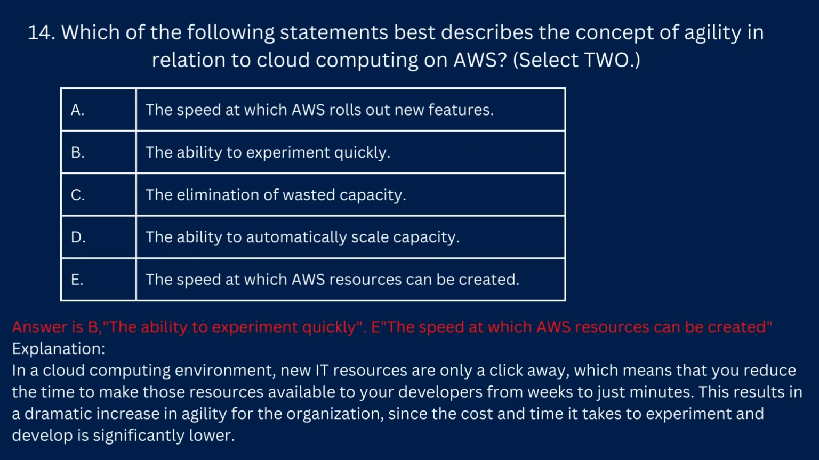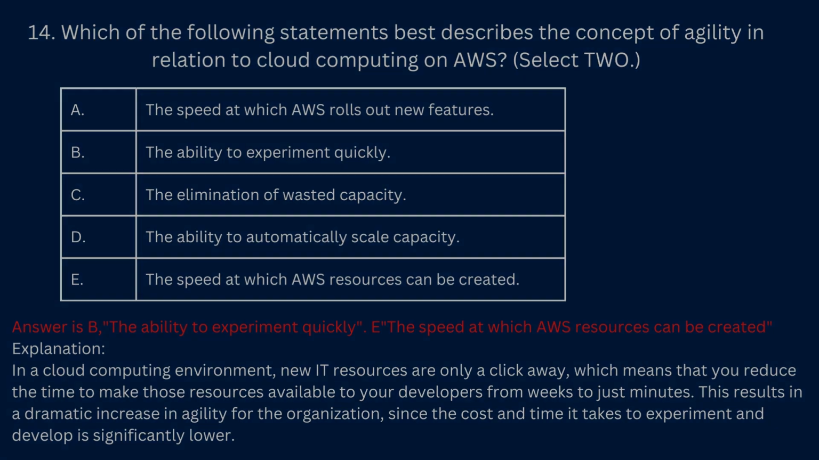The correct answer is B. The ability to experiment quickly, and E. The speed at which AWS resources can be created is also the correct answer. Explanation. In a cloud computing environment, new IT resources are only a click away, which means that you reduce the time to make those resources available to your developers from weeks to just minutes. This results in a dramatic increase in agility for the organization, since the cost and time it takes to experiment and develop is significantly lower.